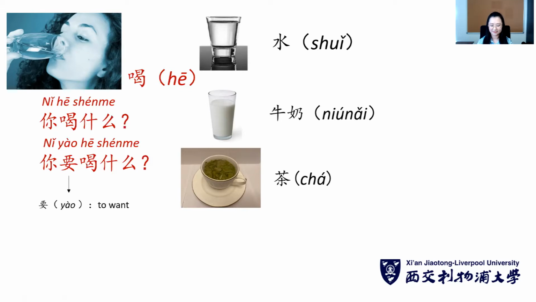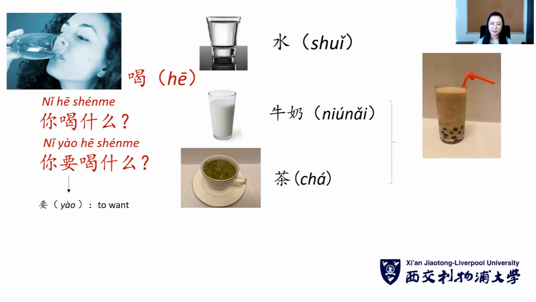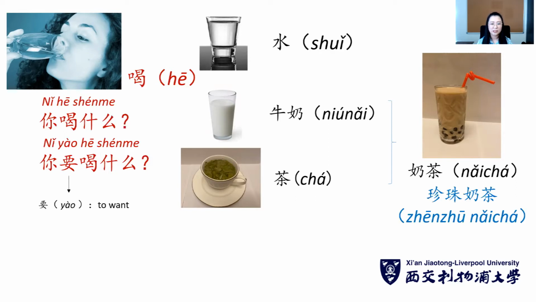So can you guess? If I want to say milk tea, how to call it in Chinese? 牛奶茶? We will call it 奶茶. And if you want to refer to bubble milk tea, we call it 珍珠奶茶. Like this. 我要喝珍珠奶茶. I want to drink bubble milk tea.